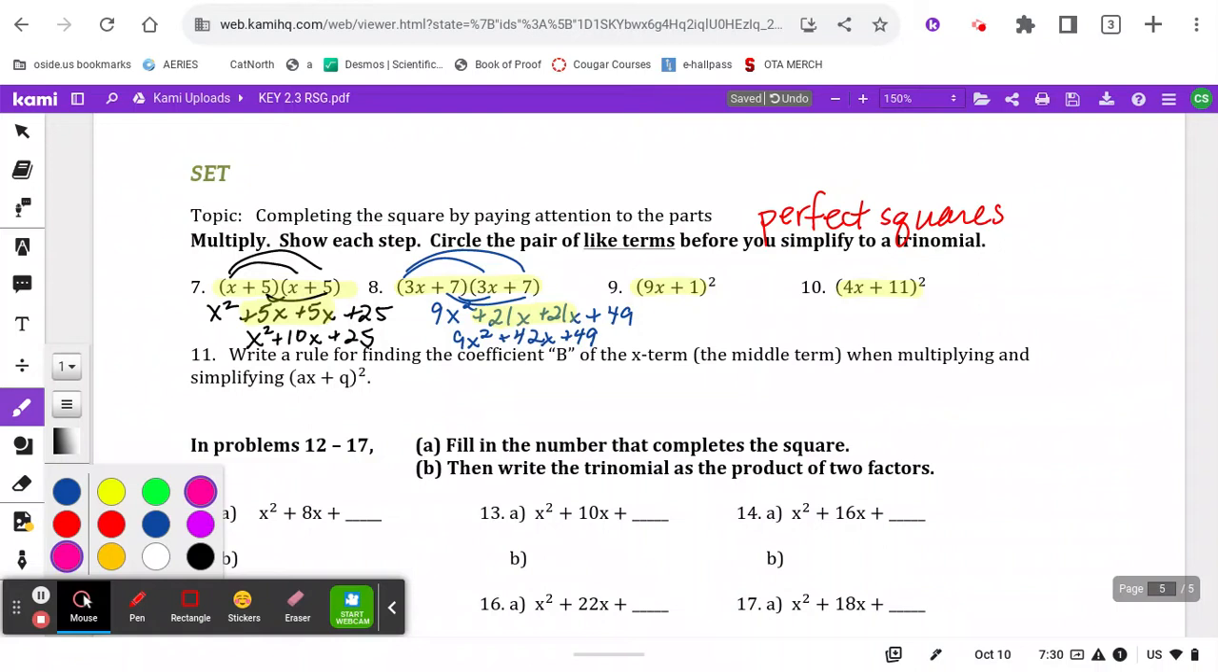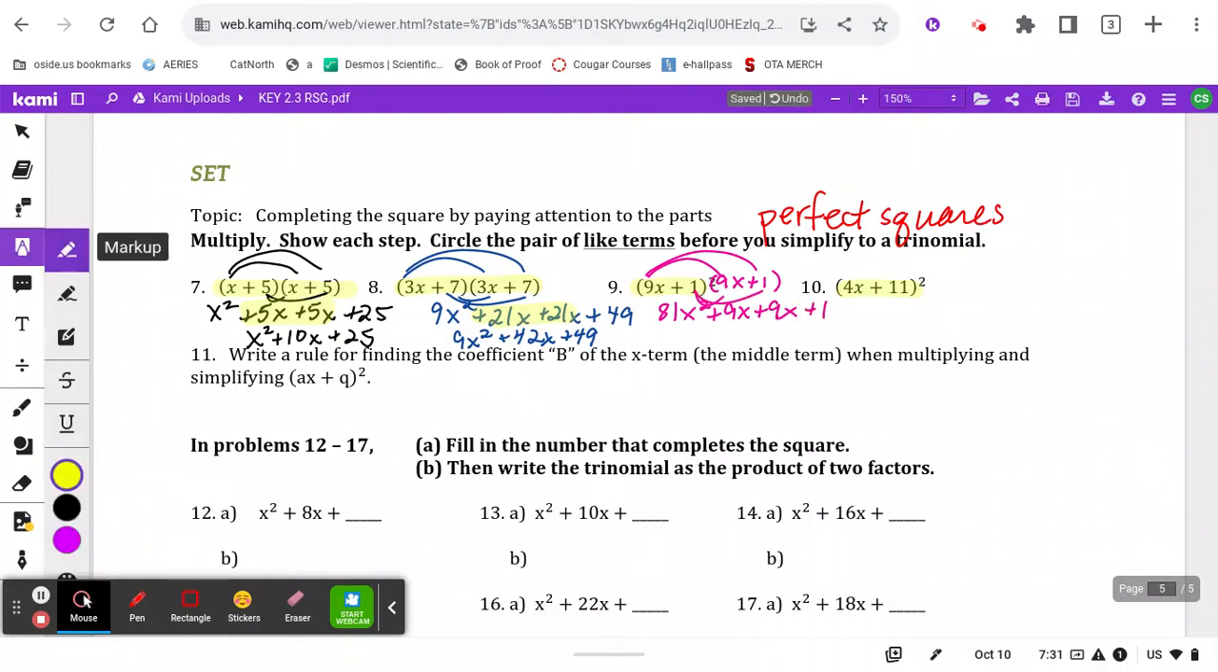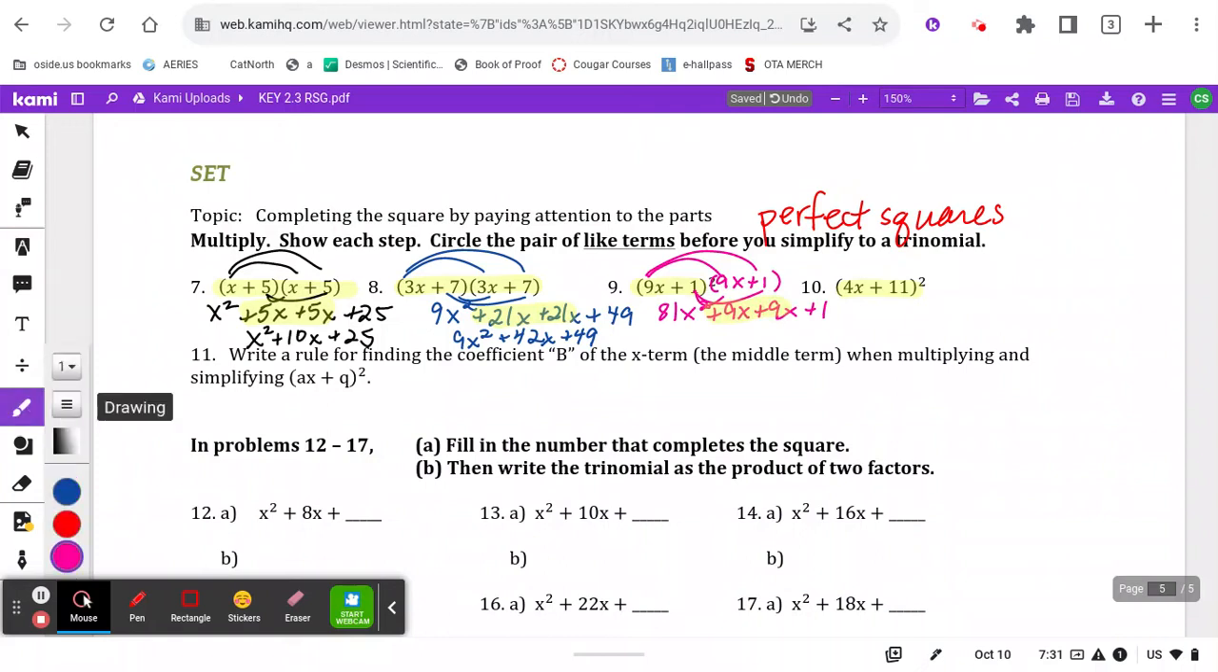Now this one is written as 9x plus 1 squared. It's like saying 9x plus 1 twice. Stretch it out. 9x times 9x, 9x times 1, 9x times 1 again, 1 times 1. And this time the inside is adding 9x and 9x again. So 9 plus 9 is 18, plus 1.